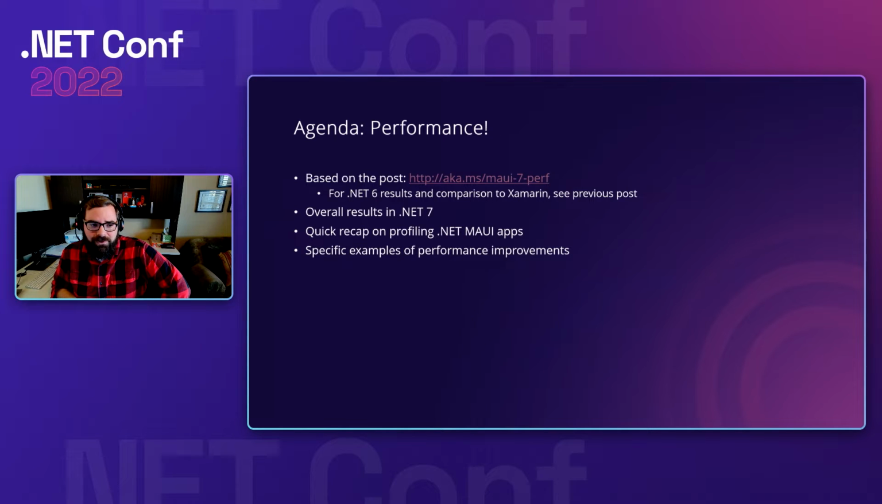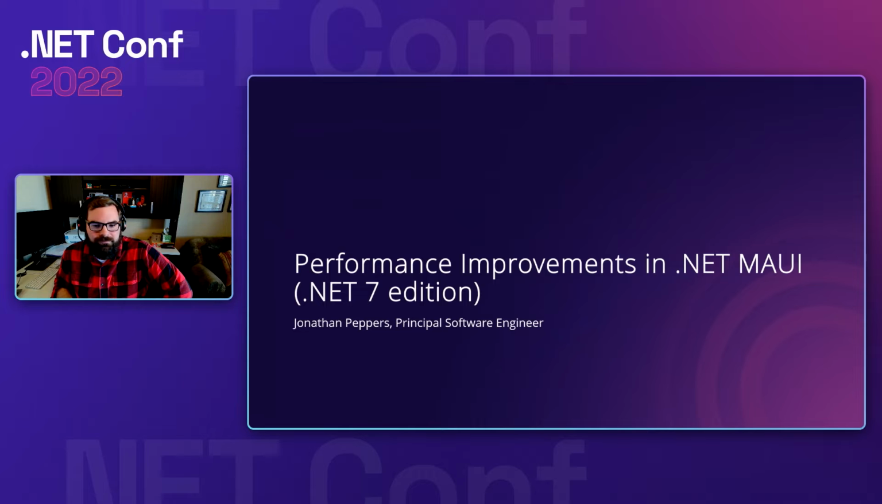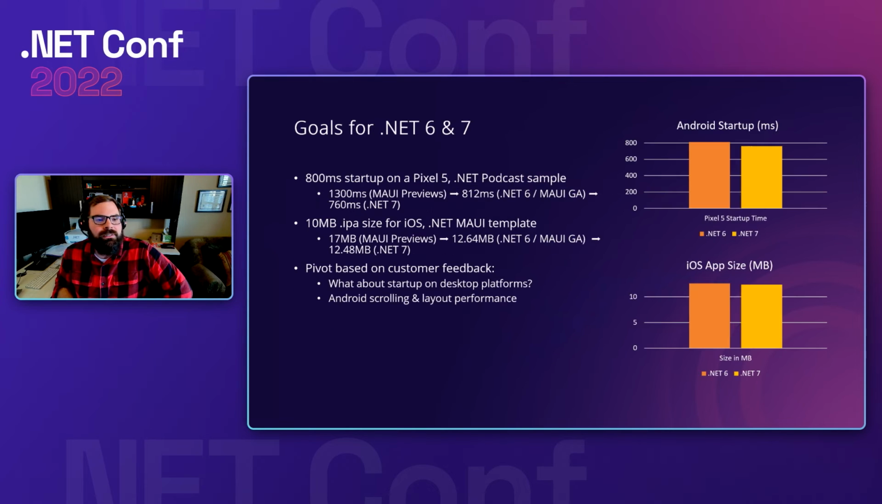I'll also give a quick recap on how to profile your own apps, because that's different on every platform. We do have some documentation on this. I'll link to some things like that. And of course, I'm going to give some specific examples of the performance improvements we made in .NET 7. So let's get into it.